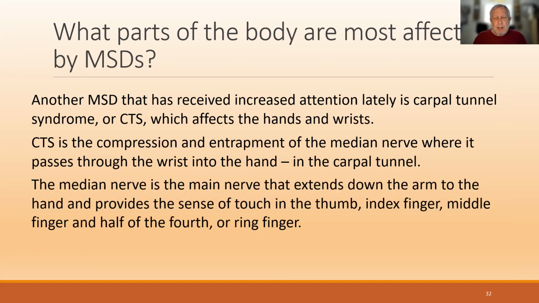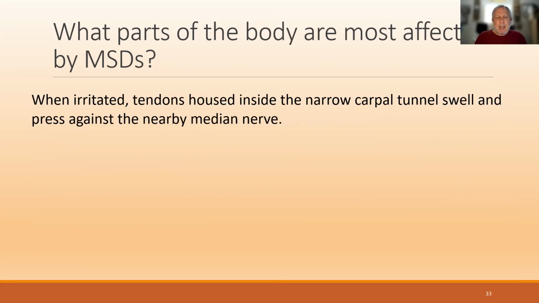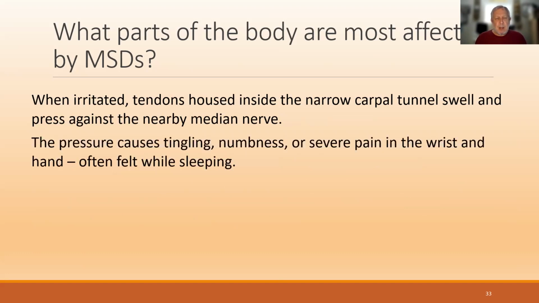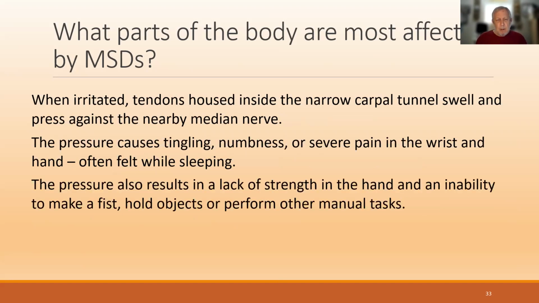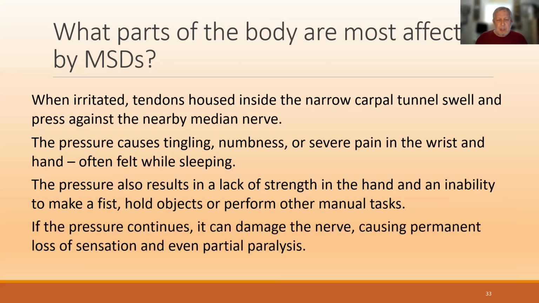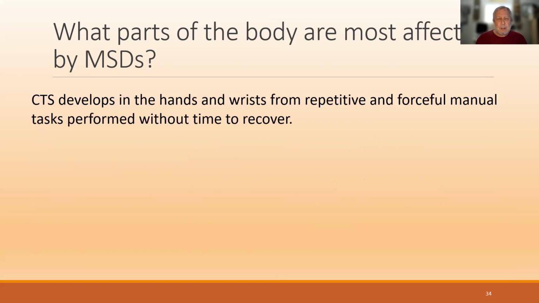The median nerve is the main nerve that extends down the arm to the hand and provides a sense of touch in the thumb, index finger, middle finger, and half the fourth finger or ring finger, for some reason. When irritated, tendons housed inside the narrow carpal tunnel swell and press against the nearby median nerve. The pressure causes tingling, numbness, or severe pain in the wrist and hand, often felt while sleeping even. The pressure also results in a lack of strength in the hand and an inability to make a fist, hold objects, or perform other manual tasks. If the pressure continues, it can damage the nerve, causing permanent loss of sensation or even partial paralysis.